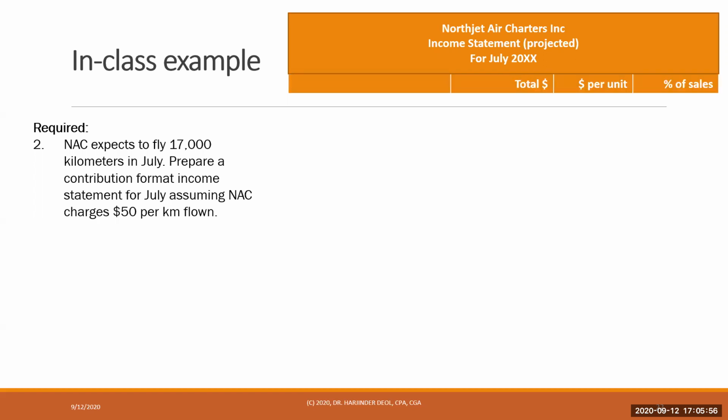So we will have 3 columns, a column for total dollars, a column for dollars per unit, and a column for percentage of sales. So 17,000 kilometers at $50 per kilometer flown works out to sales revenue of $850,000. The per unit price is $50. And as a percentage of sales, of course, that will be 100%.